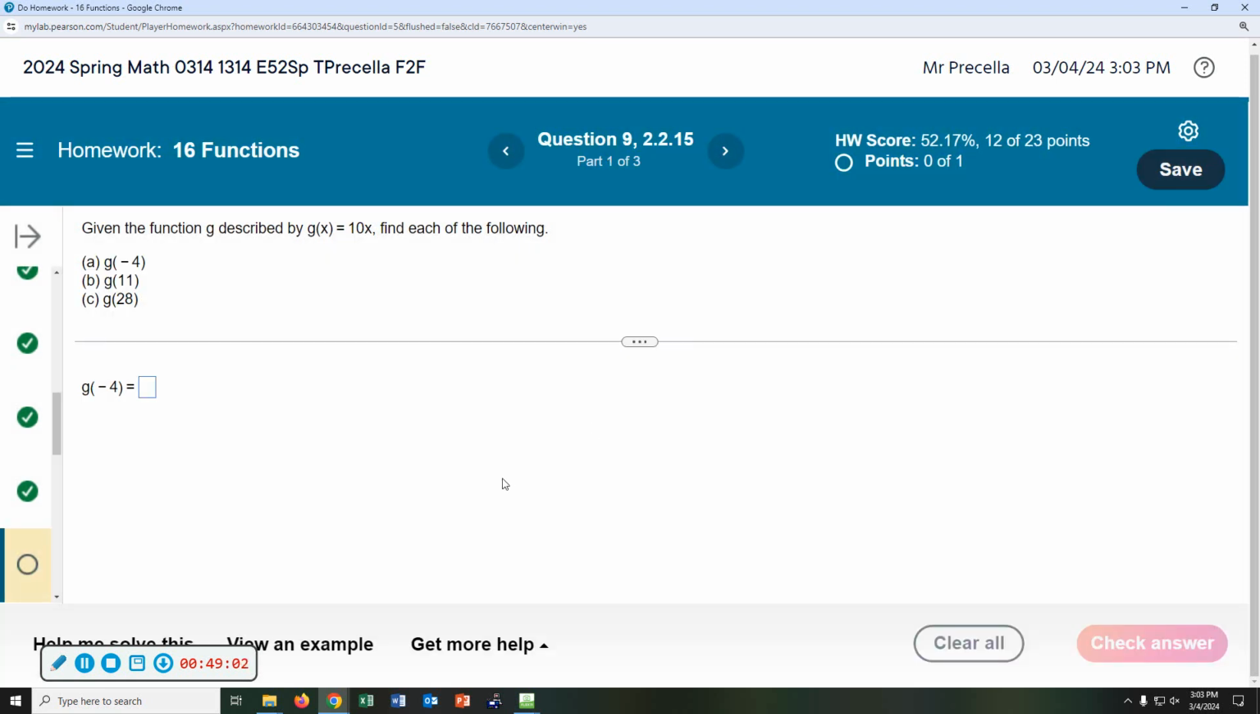Here's another one. Okay, number 9. Notice they're using the function g, and it's g of x equals 10x. Why don't you just write down all three? I intend to. So we want g of.